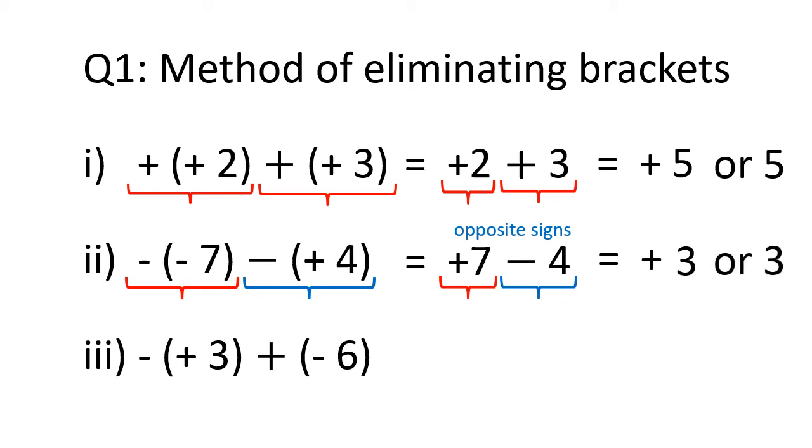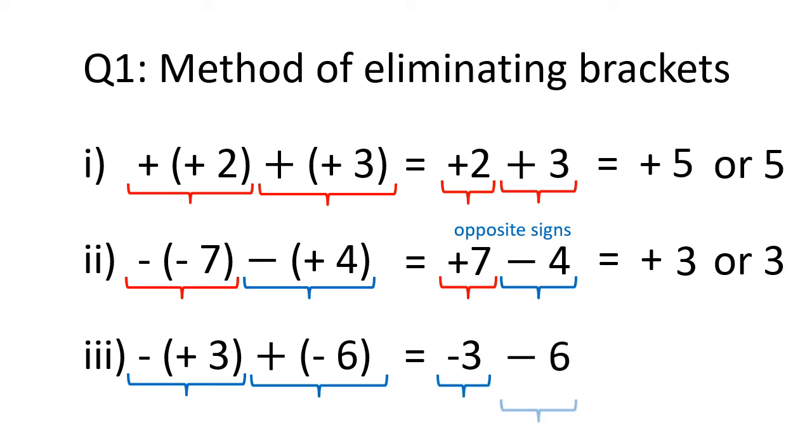The third question is negative positive 3 plus negative 6. Negative positive 3 is negative 3, and plus negative 6 is negative 6. This is an addition of negative 3 and negative 6, which is an addition of the same signs. So the answer has the same sign, negative, and the amount is the sum of 3 and 6, which is 9. So the answer is negative 9.